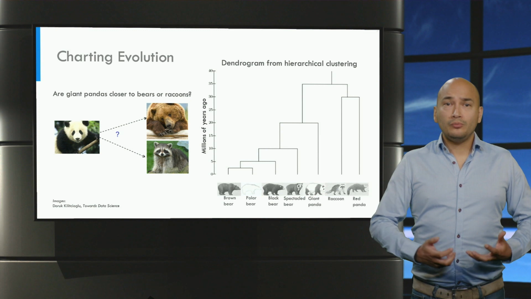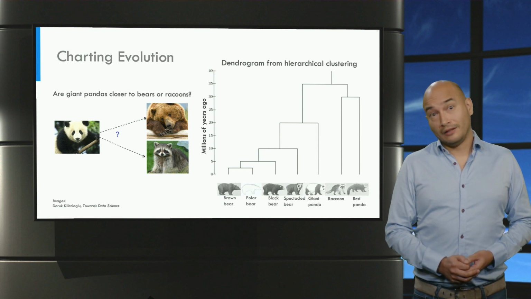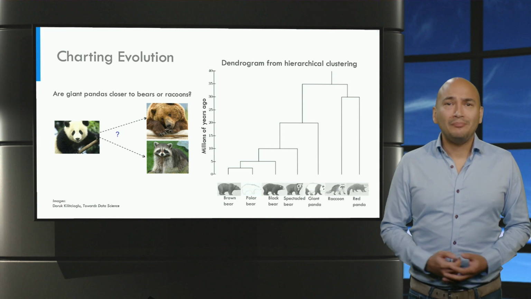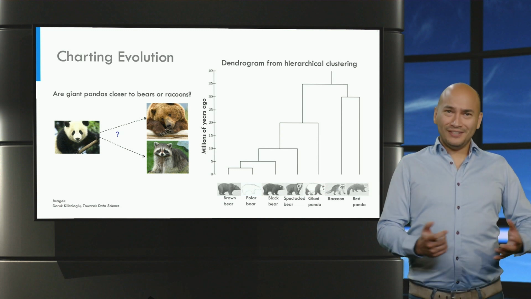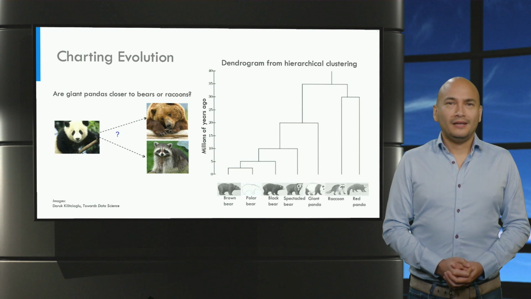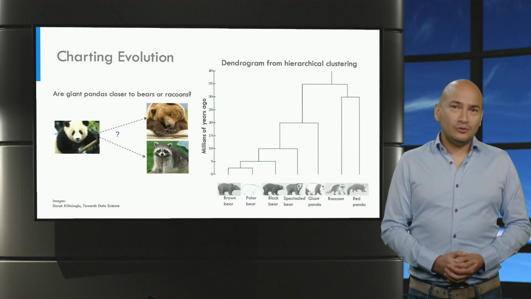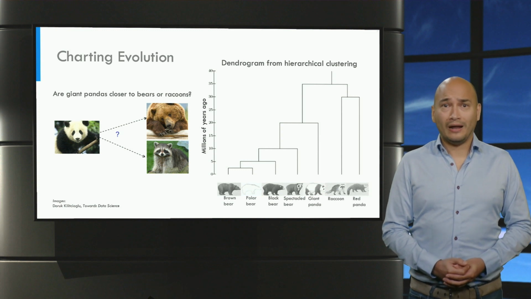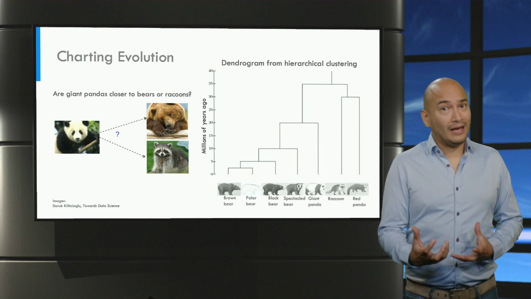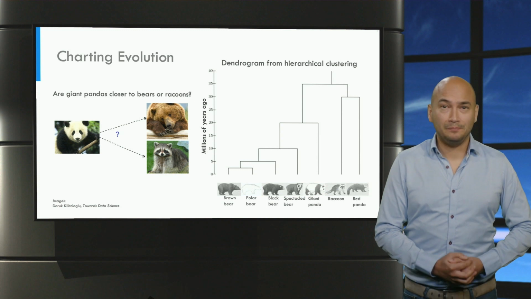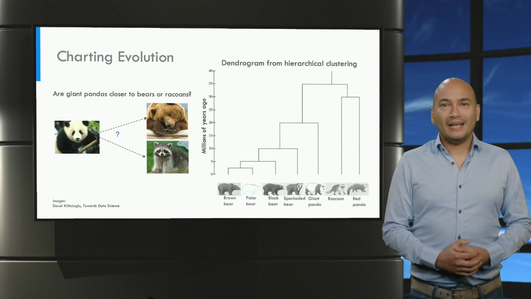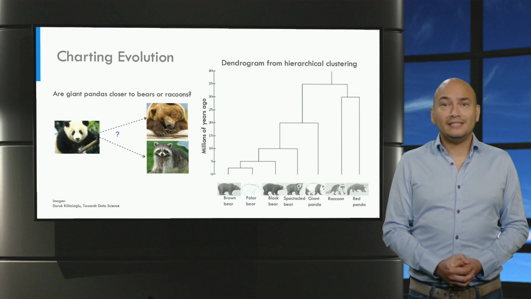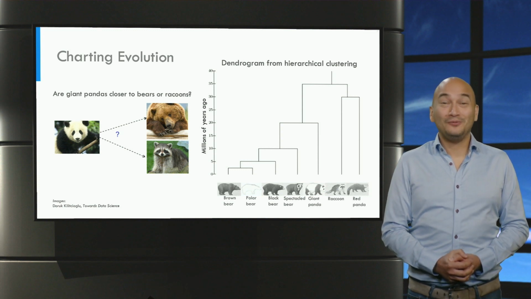Next, clustering can also be used to chart the evolution of animals. An interesting example would be answering the question, are giant pandas closer to bears or raccoons? To answer this question, we can use the DNA sequences of giant pandas and other similar animals to calculate the similarity or dissimilarity between them. As a result, we can generate this dendrogram using hierarchical clustering and identify that pandas are closer to bears.